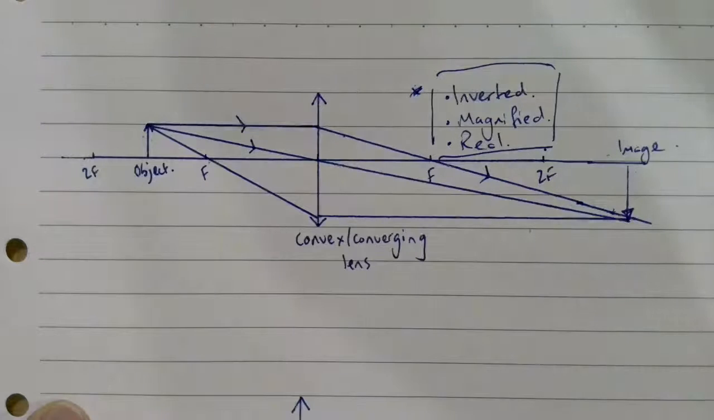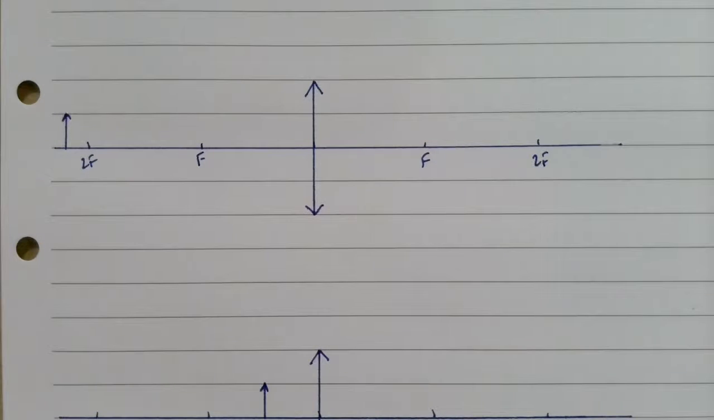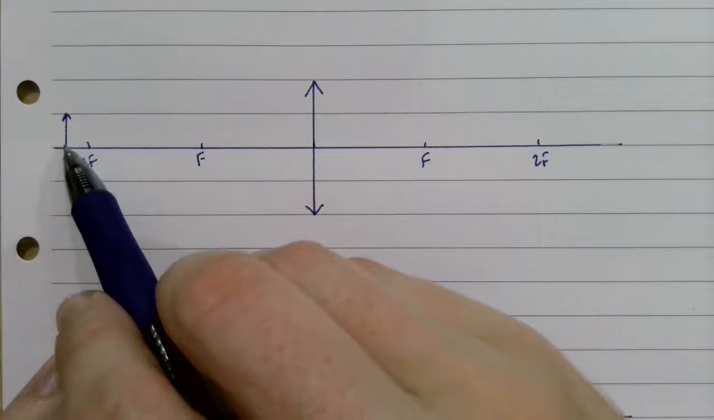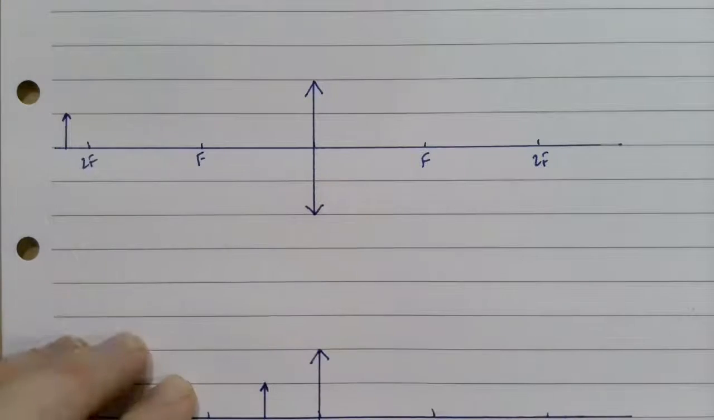Okay, so let's move on to the second scenario. Again, if at any point you're not sure about something or you want to recap it, just pause it and go back, and you can make a note of something or you can just listen again. But now we're going to do when the object is placed more than twice the focal length away.